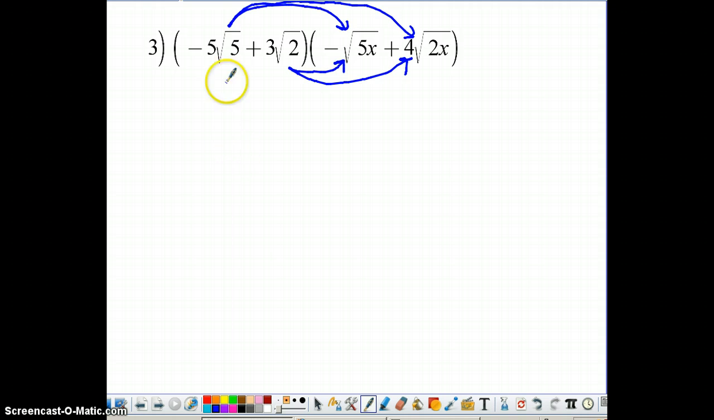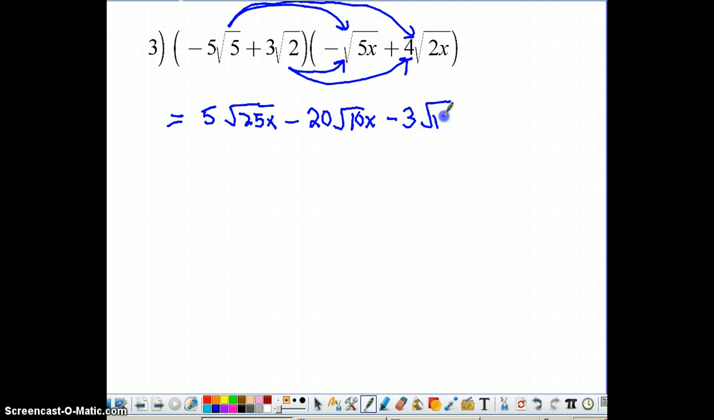So really the big thing is that you remember to multiply the terms in the first set of parentheses by both of the terms in the second set, and you're good. So let's see what we end up with here. We're going to have, for our first arrow, positive 5 times the square root of 25x. And the second arrow is going to be negative 20 times the square root of 10x. And then our third arrow right here is going to be negative 3 times the square root of 10x. And our last arrow is going to be plus 12 times the square root of 4x.